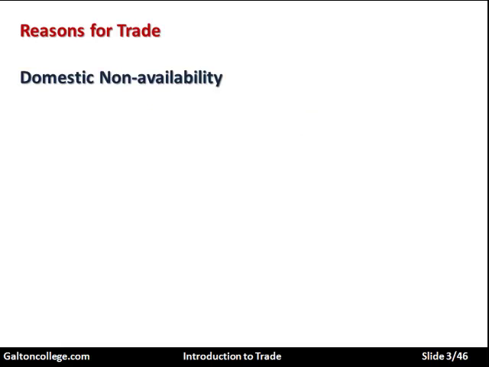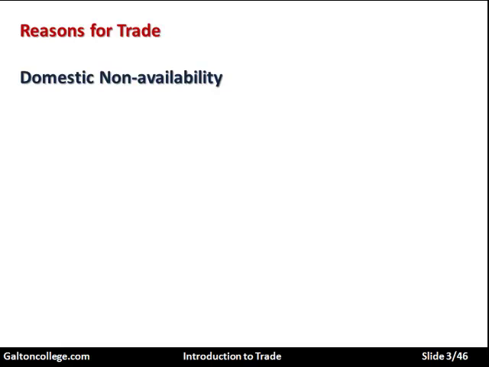So the first reason we can look at is domestic non-availability. Sometimes products are not available in the domestic market, so we have to have trade. For example, tropical fruit can only be grown in the tropics. So if the people in the northern parts of the world want tropical fruit, they have to be imported. There has to be international trade in those products. But it happens in many products going in many directions. So there are sometimes very fundamental reasons why we have international trade.